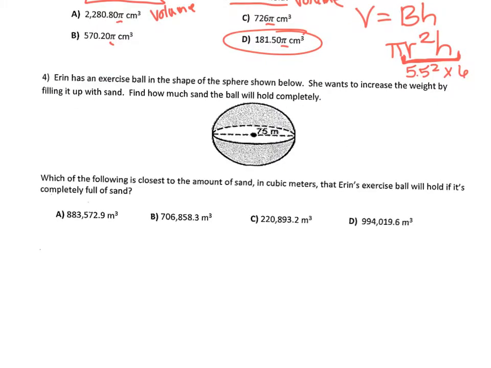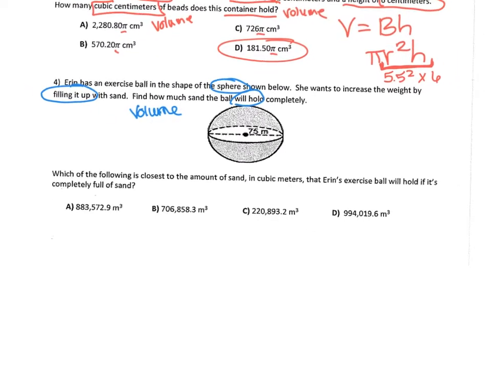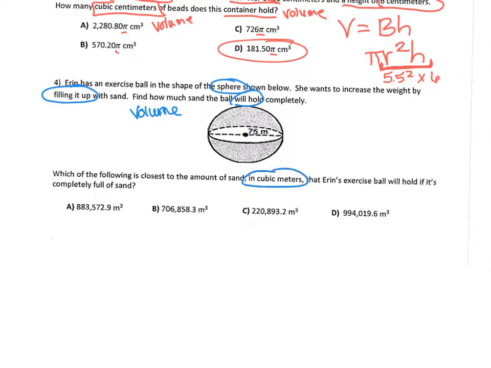Okay, number 4. Erin has an exercise ball in the shape of a sphere as shown below. She wants to increase the weight by filling it up with sand. How much sand will the ball hold completely? I just read that super weird. Will hold, but we're looking for volume. Which of the following is closest to the amount of sand in cubic meters that Erin's exercise ball will hold if it's completely full? What's the volume formula for a sphere?